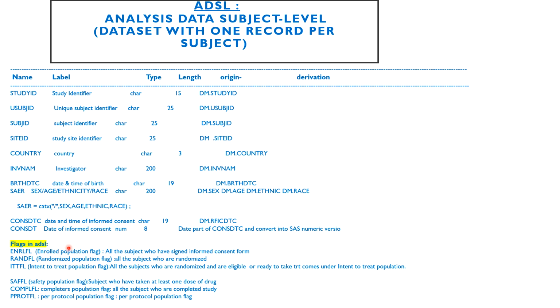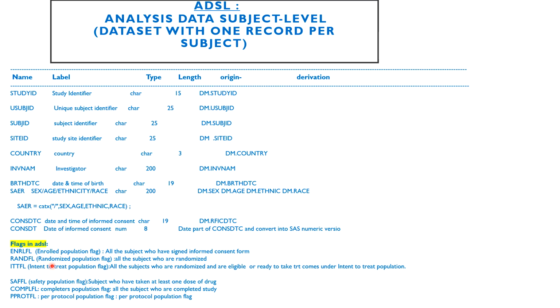Here, as per study requirements and ADaM implementation, we are creating some flags. What are the flags that will come in ADSL? One is ENRFL, Enrolled Population Flag, then Randomization Population Flag, ITTFL, Intent-to-Treat Population Flag, Safety Population Flag, Completion Population Flag, and Per Protocol Population Flag. What are these flags and how are they derived? We'll discuss one by one.